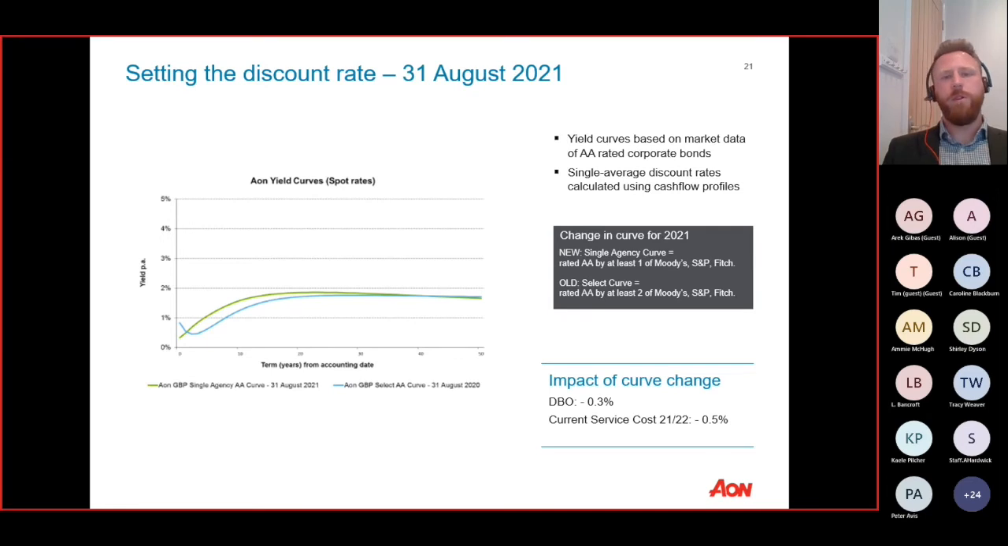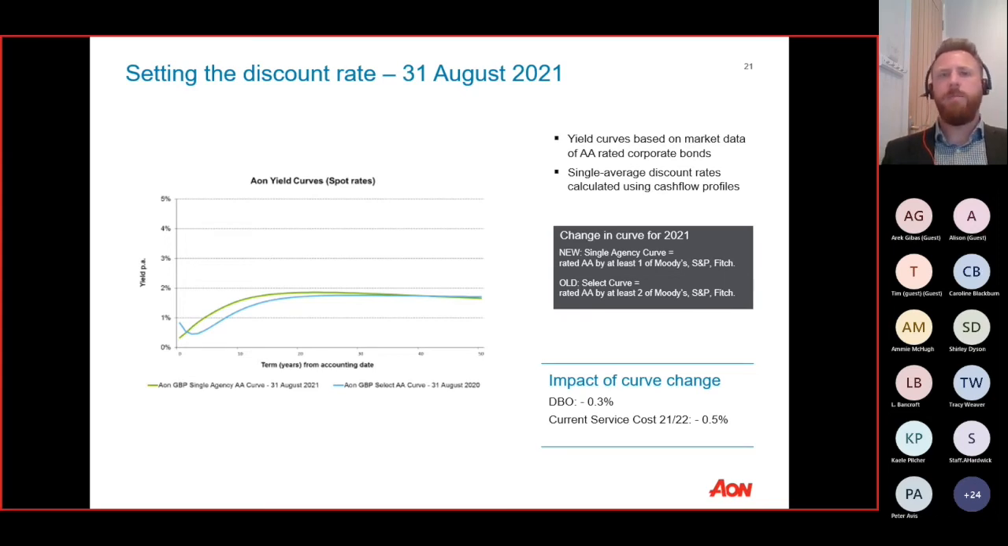And then what we're able to do with this yield curve is calculate a weighted average discount rate based on the cash flows that we're expecting to pay out for a specific employer. So the chart on the left-hand side there shows our yield curves at 31st of August 2021 in green and then 31st of August 2020 in blue.